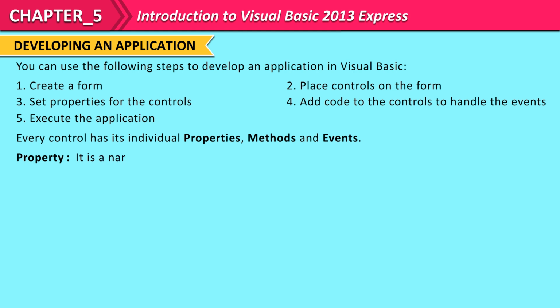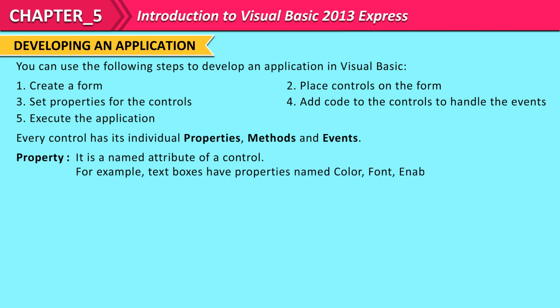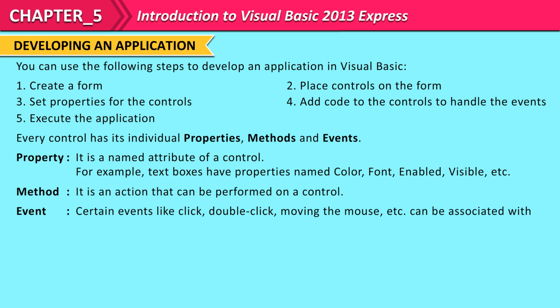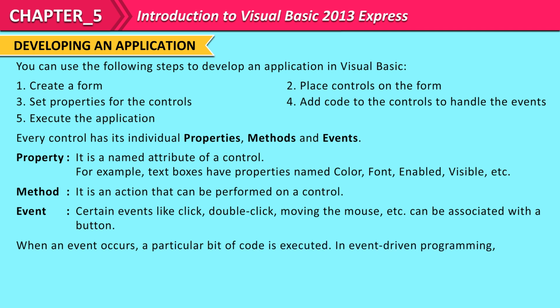Property. It is a named attribute of a control. For example, text boxes have properties named color, font, enabled, visible, etc. Method. It is an action that can be performed on a control. Event. Certain events like click, double-click, moving the mouse, etc. can be associated with a button. When an event occurs, a particular bit of code is executed. In event-driven programming, you write the code to be executed when an event occurs.